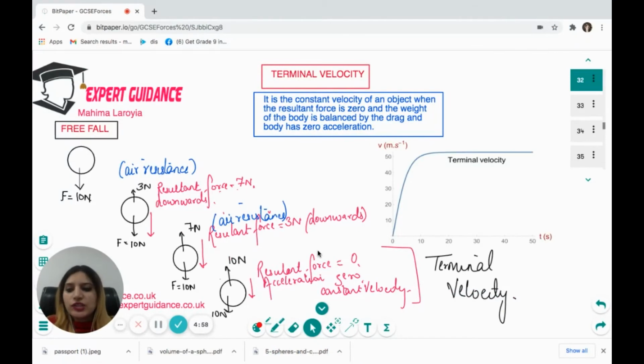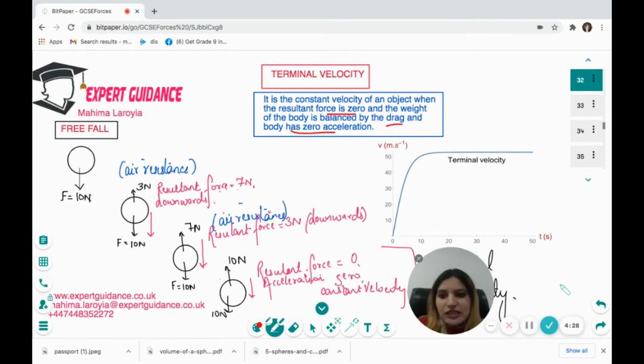Now let us move on to a very important concept, terminal velocity. Now what is terminal velocity? Terminal velocity is the constant velocity of an object when the resultant force is 0 and the weight of the body is balanced by the drag, so the body has 0 acceleration and it falls with a constant speed. Looks confusing? Let us understand this with an example.